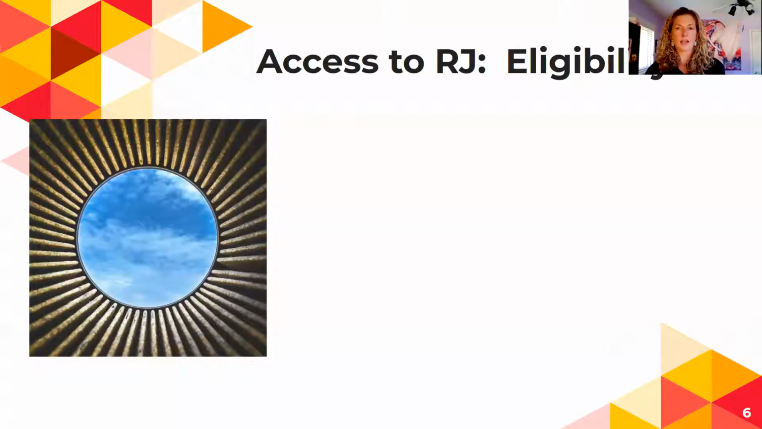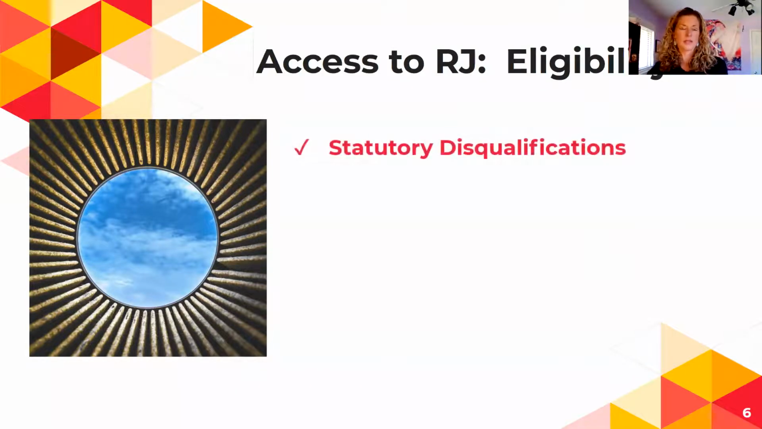So the first thing we want to talk about is access to restorative justice and eligibility. And we did touch on a lot of this in day 1, but because it's sort of foundational to implementing a program, we wanted to just revisit it briefly at the beginning of today. So as a reminder, there are some statutory disqualifications for restorative justice, and that is within court-ordered restorative justice programs, as well as state-funded diversion programs. Those disqualifications center around domestic violence cases, as well as sex offense cases, and you can refer to day 1's materials for some more details on that.